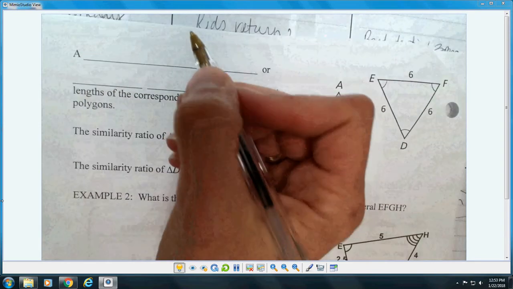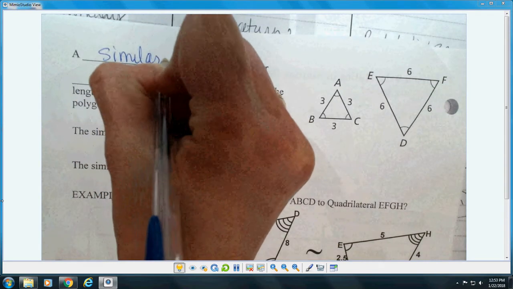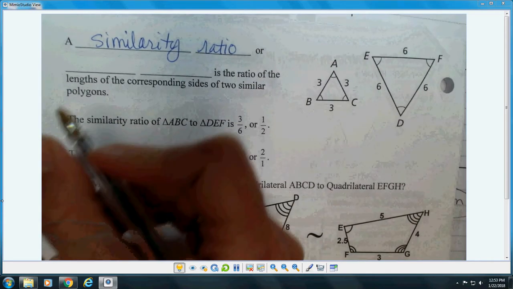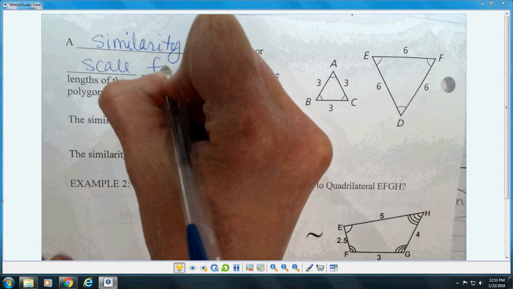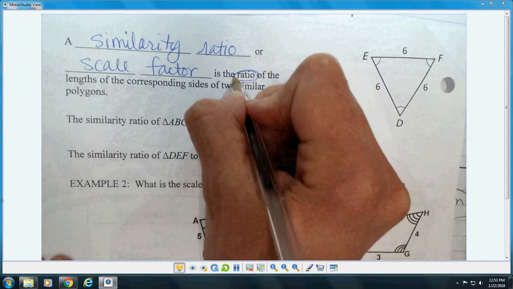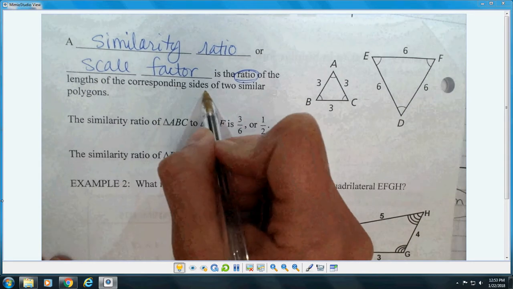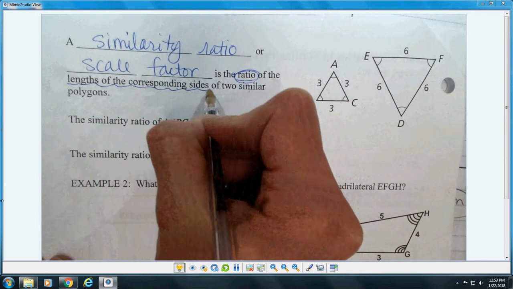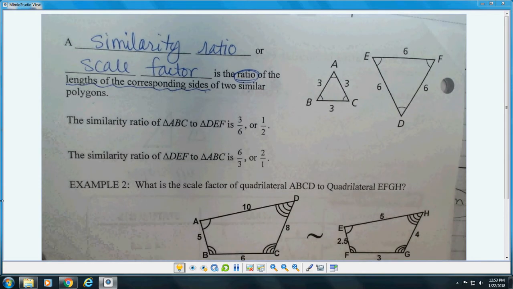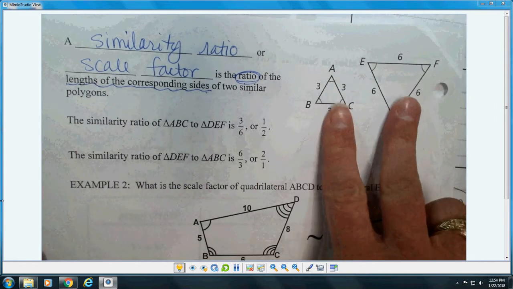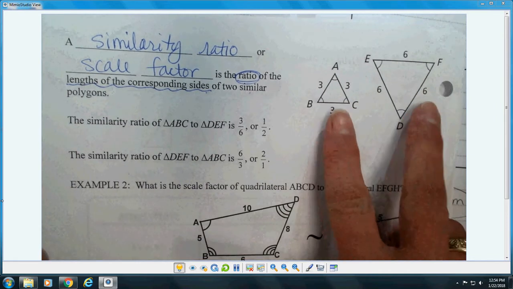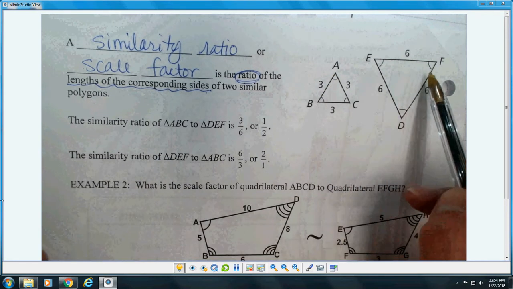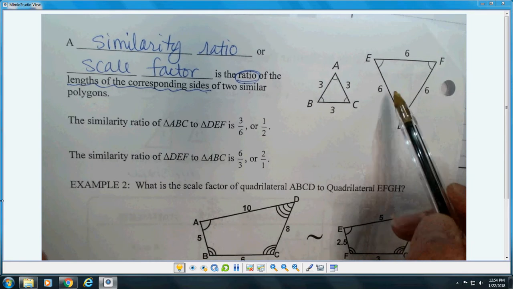A similarity ratio or scale factor is the ratio of the lengths of the corresponding sides of two similar polygons. So here I have two polygons, correct? They're closed figures. So the similarity ratio of triangle ABC, which is this one, to triangle DEF, which is this one, is 3 over 6.